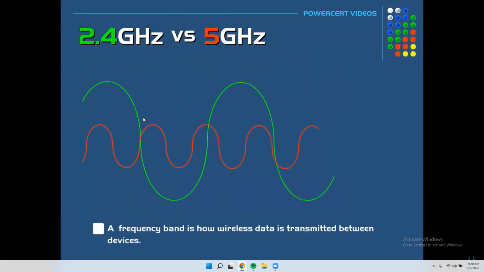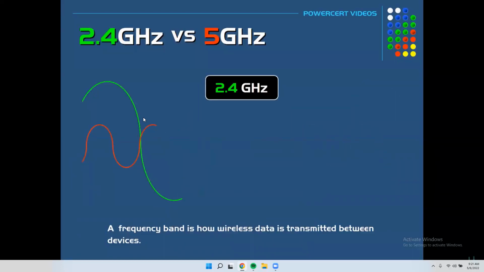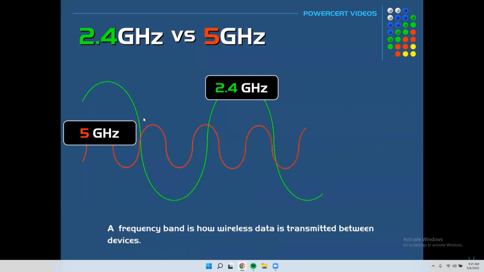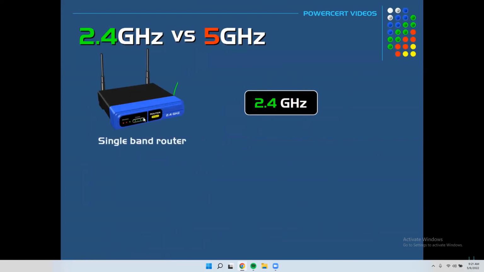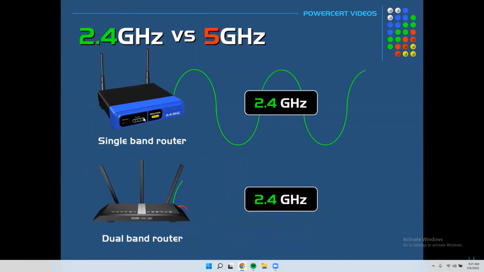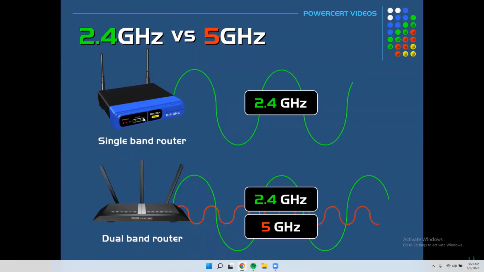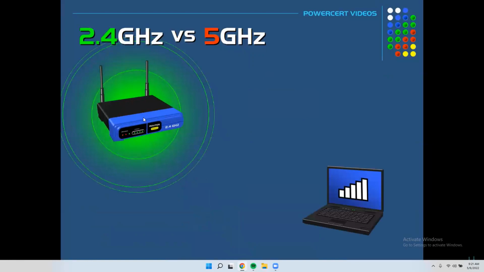Now, a frequency band is how wireless data is transmitted between devices. These bands are radio waves that carry the data, and these bands are either 2.4 GHz or 5 GHz. A lot of Wi-Fi routers will only transmit one of these bands, which would be the 2.4 band, because it's the most common frequency, and these are called single band routers. But a lot of newer Wi-Fi routers will transmit both the 2.4 and 5 GHz bands, and these are called dual band Wi-Fi routers.